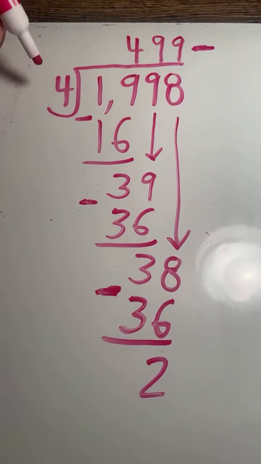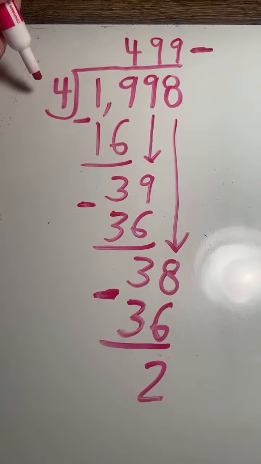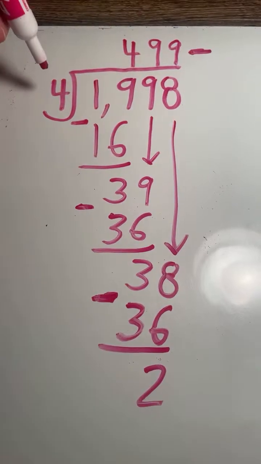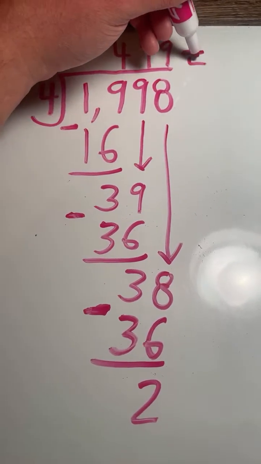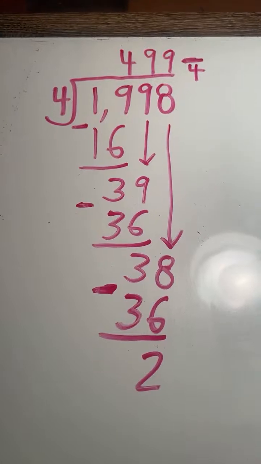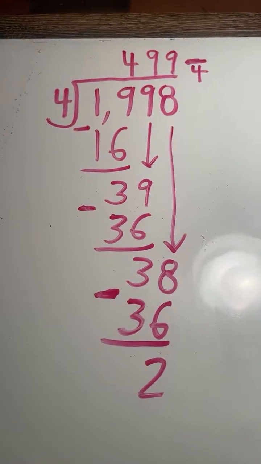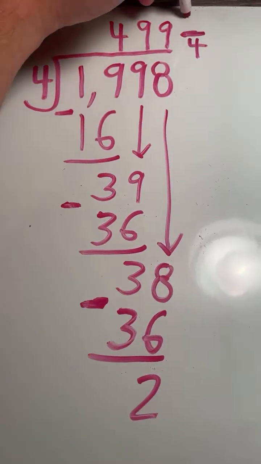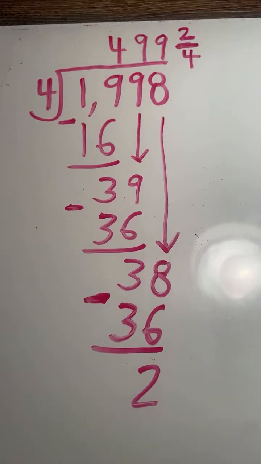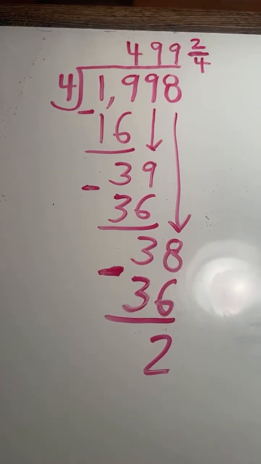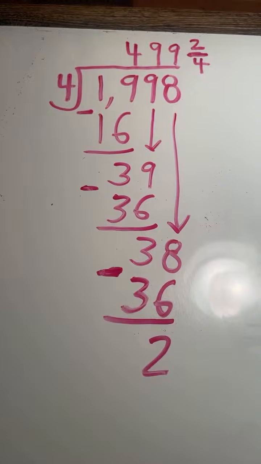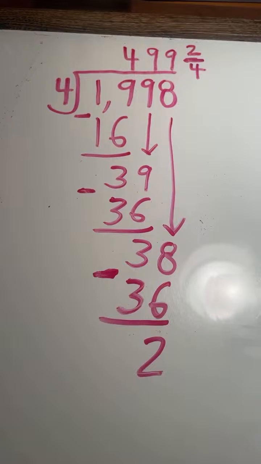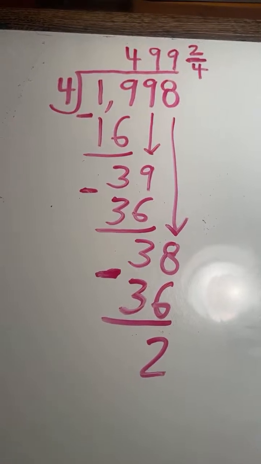The number that we're dividing by is our denominator in the fraction. So what are we dividing by? We're dividing by 4, right? 1,998 divided by 4. So 4 is our denominator. Our remainder is our numerator. Now, after solving this problem, we had a remainder of 2. So 2 is our numerator. So our final answer, 1,998 divided by 4 equals 499 and 2/4.